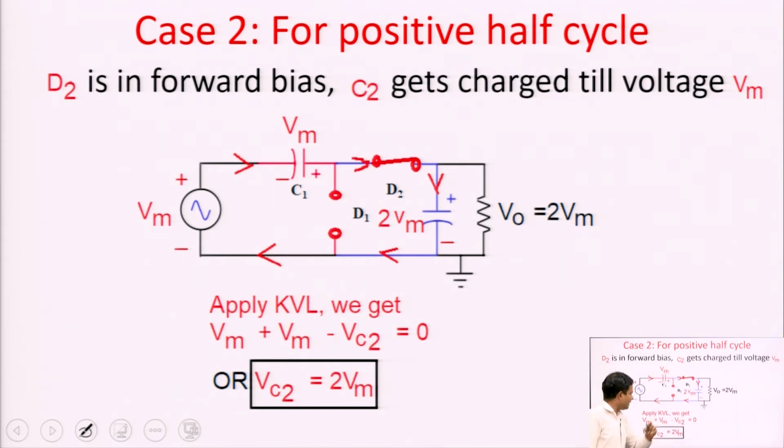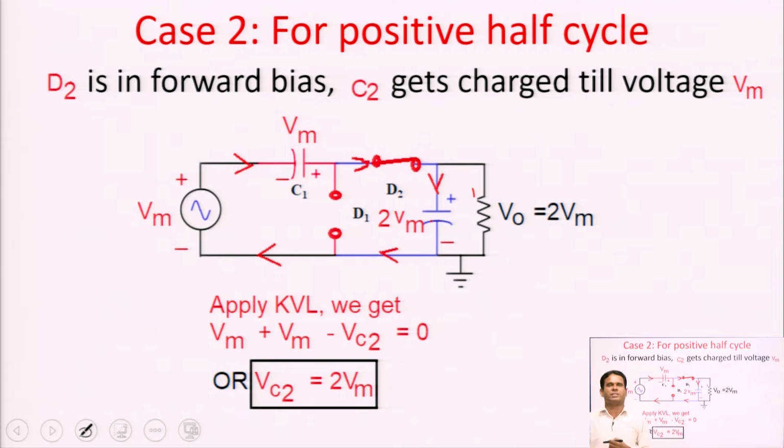Obviously, we can apply the KVL also. Now write the KVL equation: Vm plus Vm minus Vc2 is equal to 0. This means Vc2 is equal to twice Vm. This means in the positive half cycle, the C2 gets voltage 2Vm. If we are taking the output voltage V0 across the RL or across the C2, we get twice Vm. So it is called voltage doubler.